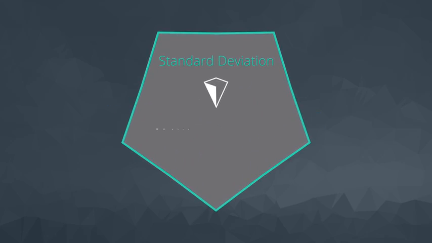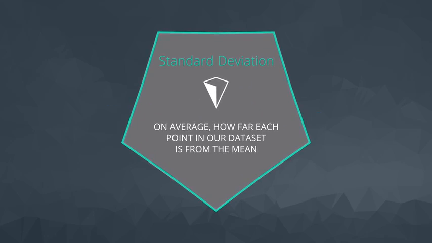So this is, on average, how far each point in our data set is from the mean, which is the definition of the standard deviation.